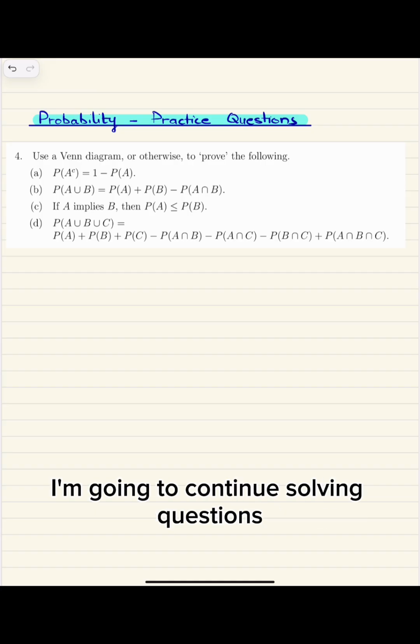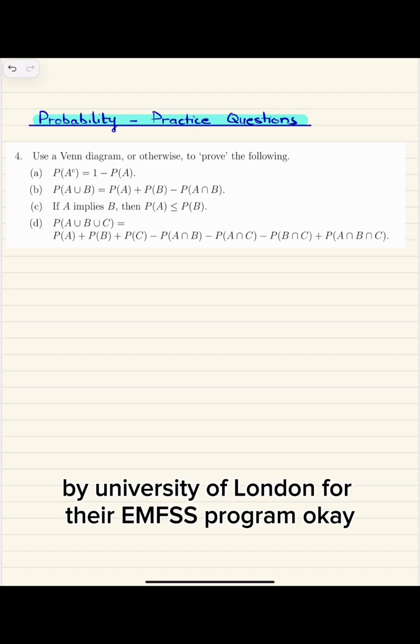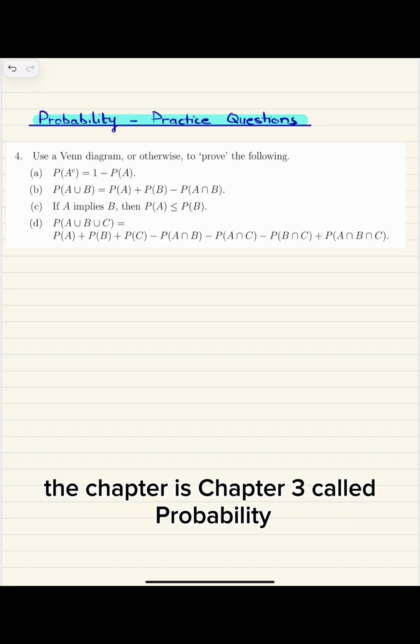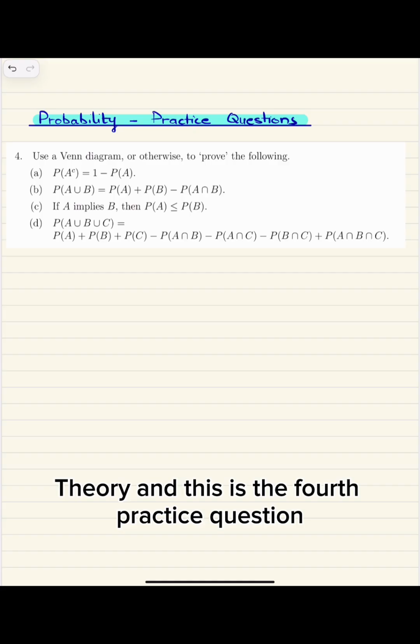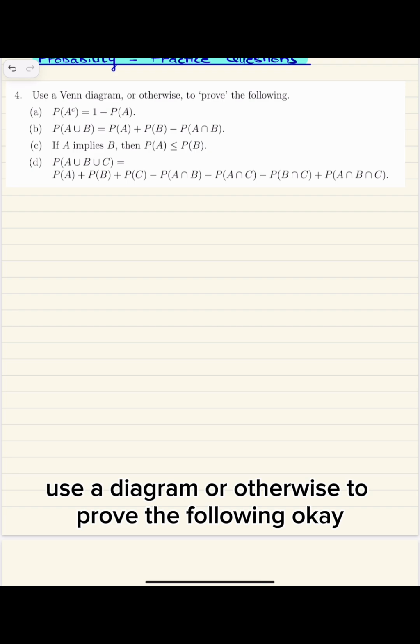I'm going to continue solving questions given in the Statistics 1 study guide given by University of London for their EMFSS program. Okay, the chapter is chapter 3 called Probability Theory, and this is the fourth practice question. They're asking us to use a diagram or otherwise to prove the following.